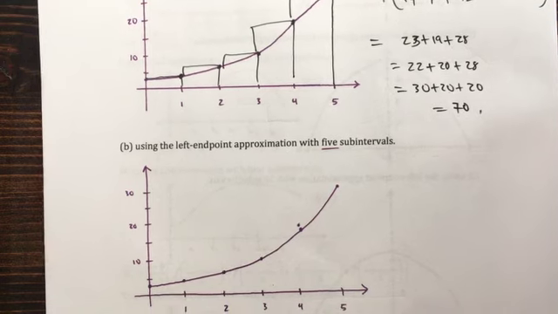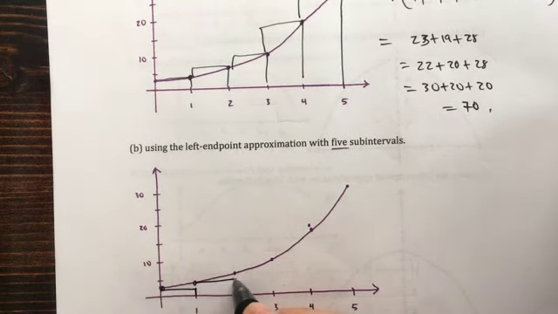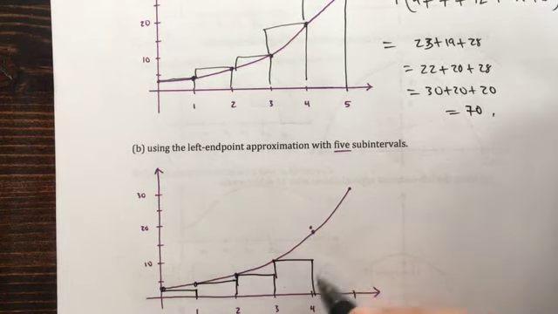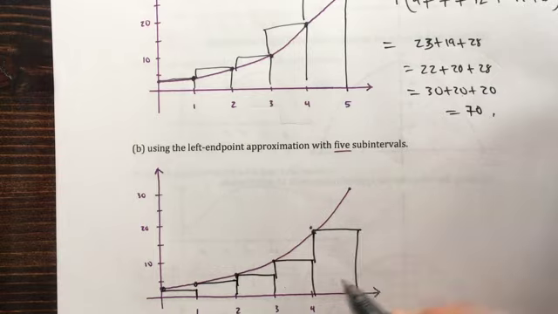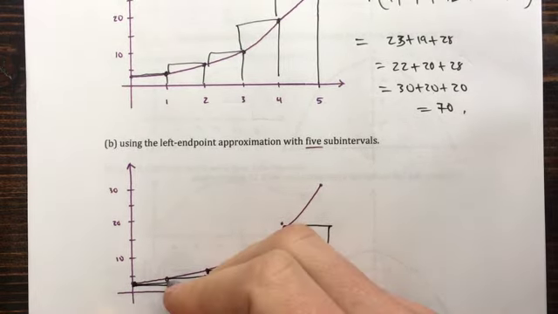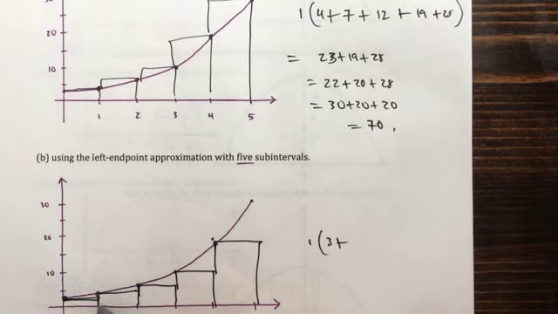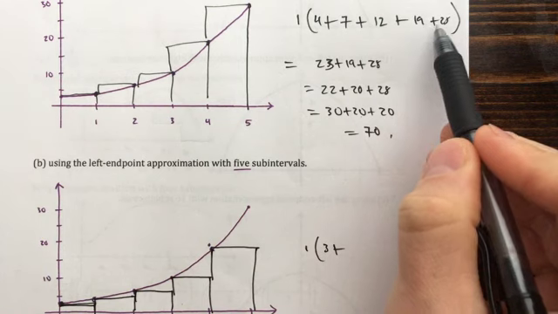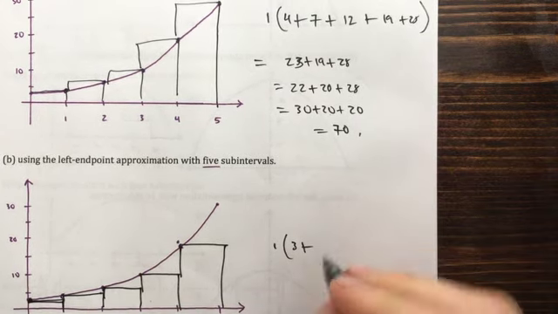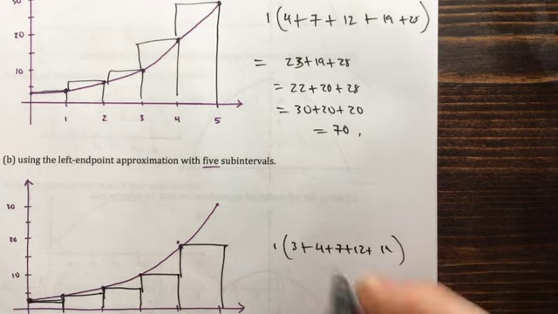Okay, what about left endpoint with 5? So left endpoint, I'm now doing the under approximation since this function is increasing. And so this looks like this, and basically the first one I'm plugging in 0, so it should be 1 times 3 plus, and then it's these values except for not the last one. So 3 plus 4 plus 7 plus 12 plus 19.